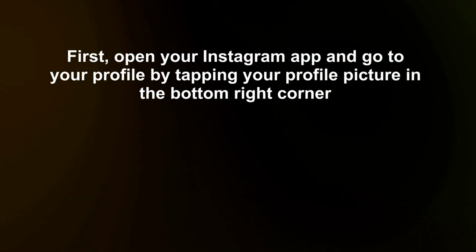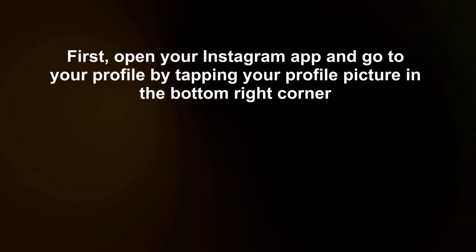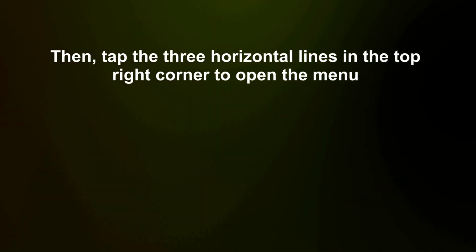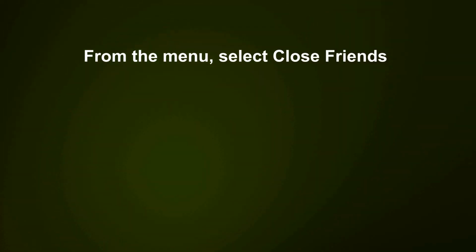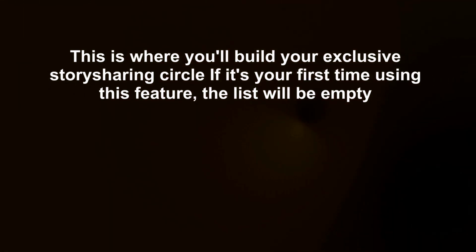First, open your Instagram app and go to your profile by tapping your profile picture in the bottom right corner. Then, tap the three horizontal lines in the top right corner to open the menu. From the menu, select Close Friends. This is where you'll build your exclusive story sharing circle.